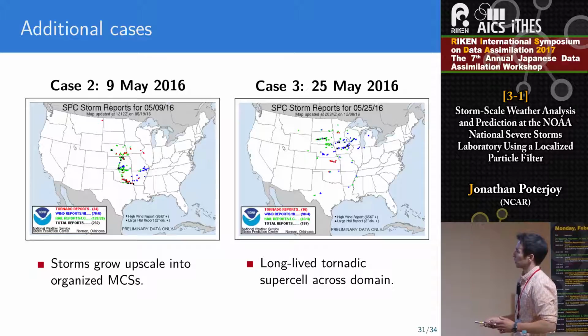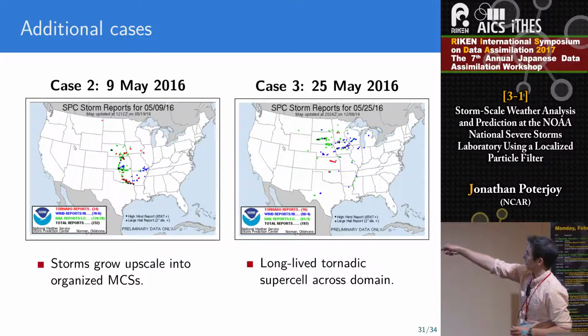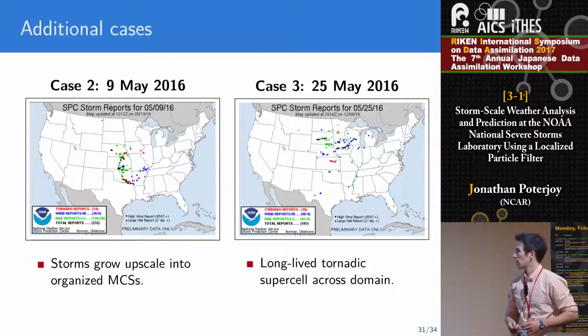And on the right, I'm showing another case in which we have one single long-lived tornadic supercell across the domain. And so you can see that from these storm reports right here. You can see these line of red marks. This is just for that one tornado. And so you have 2 very different situations for these different filters.